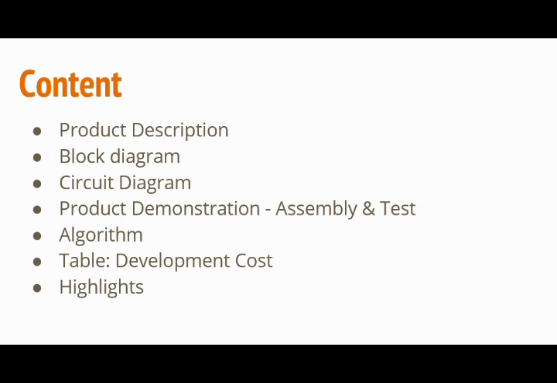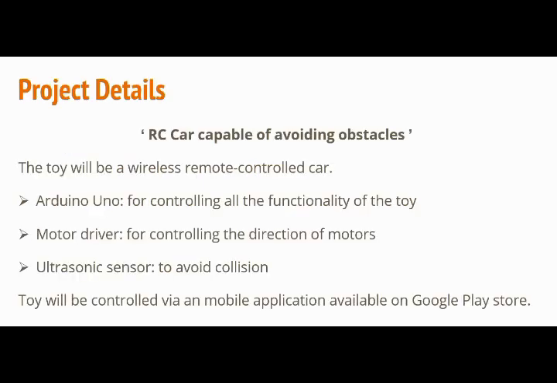So let's move ahead. So this project is a remote control car which is capable of avoiding obstacles with the use of an ultrasonic sensor. We have used a board from Arduino, which is Arduino Uno. Arduino is a development board which you can use for your projects. Then we have the motor driver and an ultrasonic sensor, and this toy can be controlled using a mobile application which you can easily find on Google Play Store.